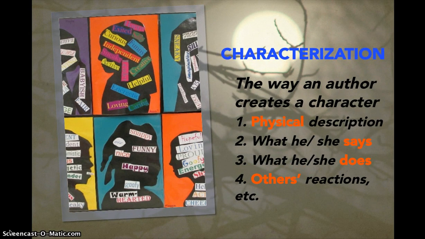All right, next we have characterization, the way an author creates a character. You guys have known this since 7th grade: physical description, what he or she says, what he or she does, others' reactions, etc. If you think about the scary movie that you thought about, more than likely it was a character that made it scary, whether it was Michael Myers from Halloween or any of those kinds of characters that added to the suspense.